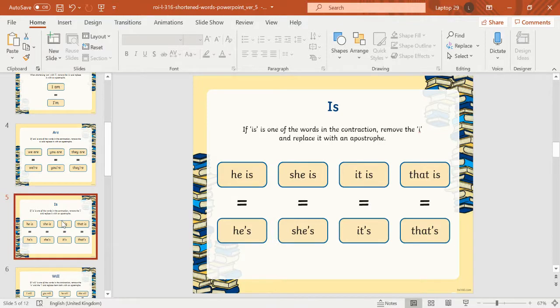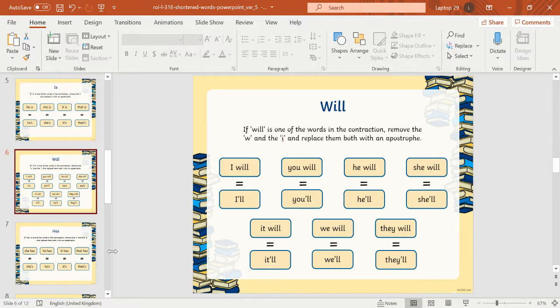So for is, if is one of the words in the contraction, remove the I and replace it with an apostrophe. So he is becomes he's, she is becomes she's, and so on. You can see the I has just been removed and replaced with the apostrophe. Let's have a look for will.